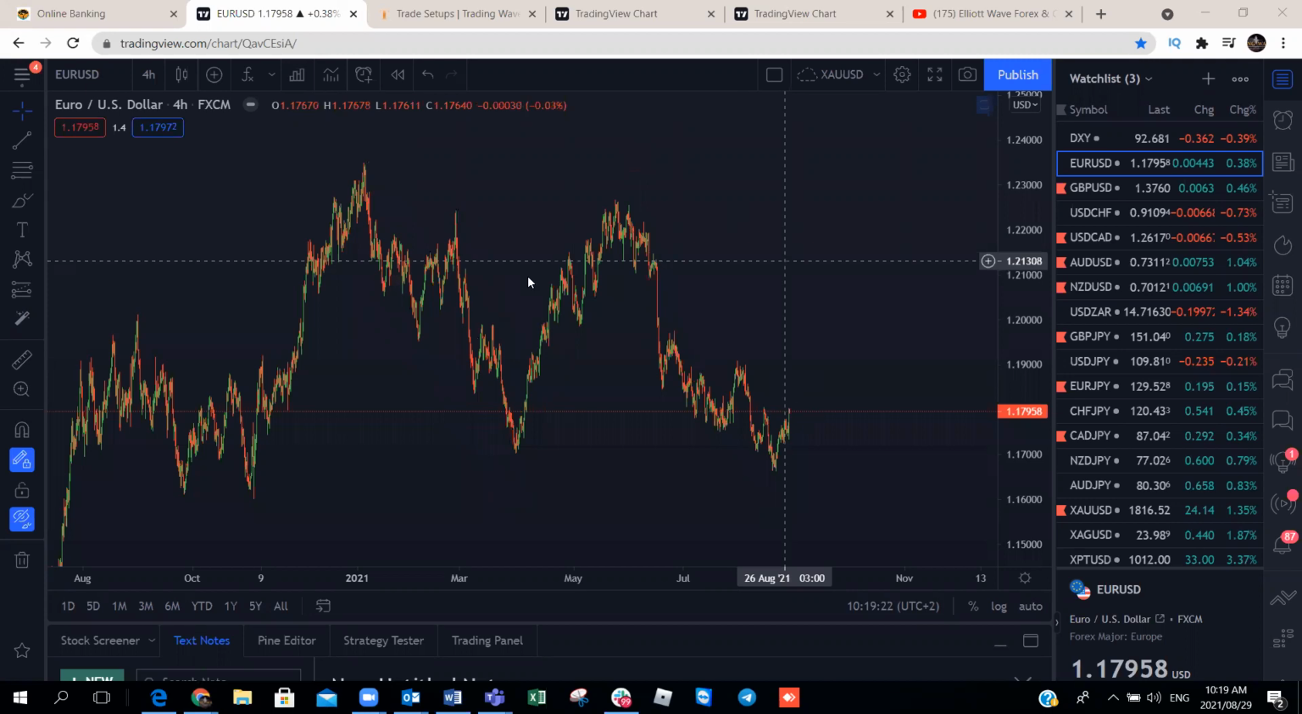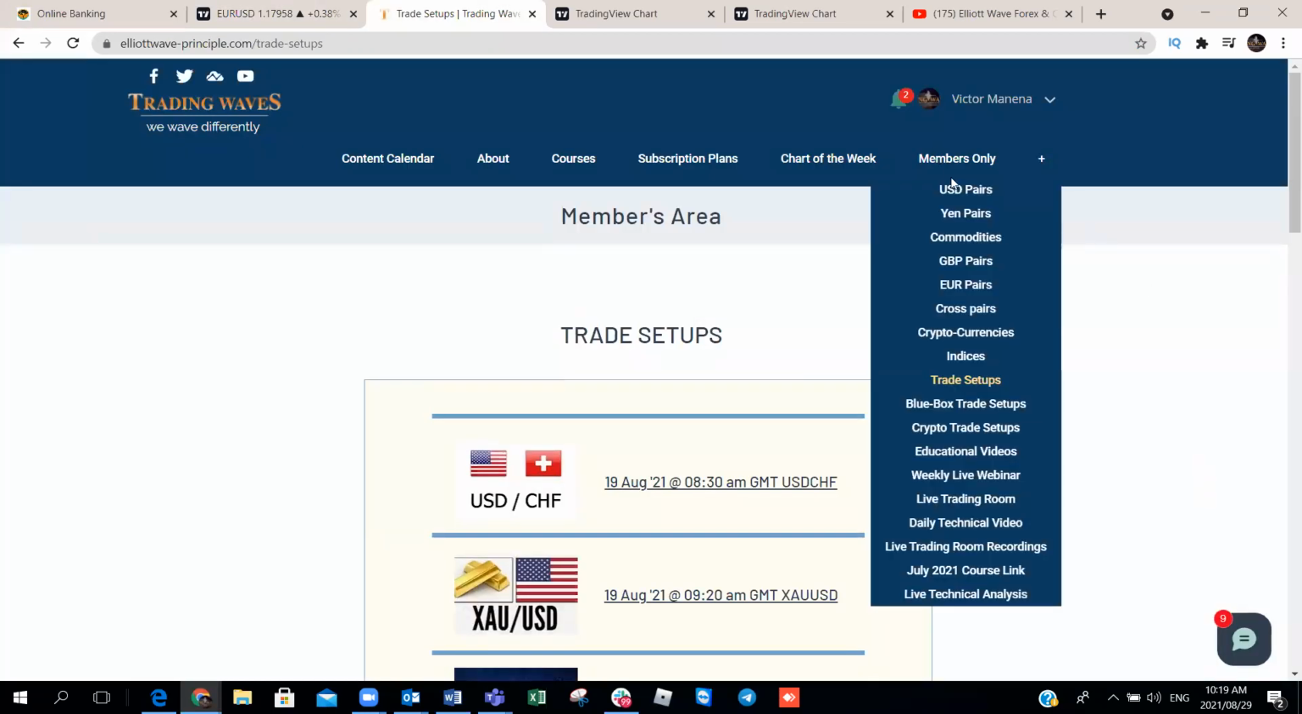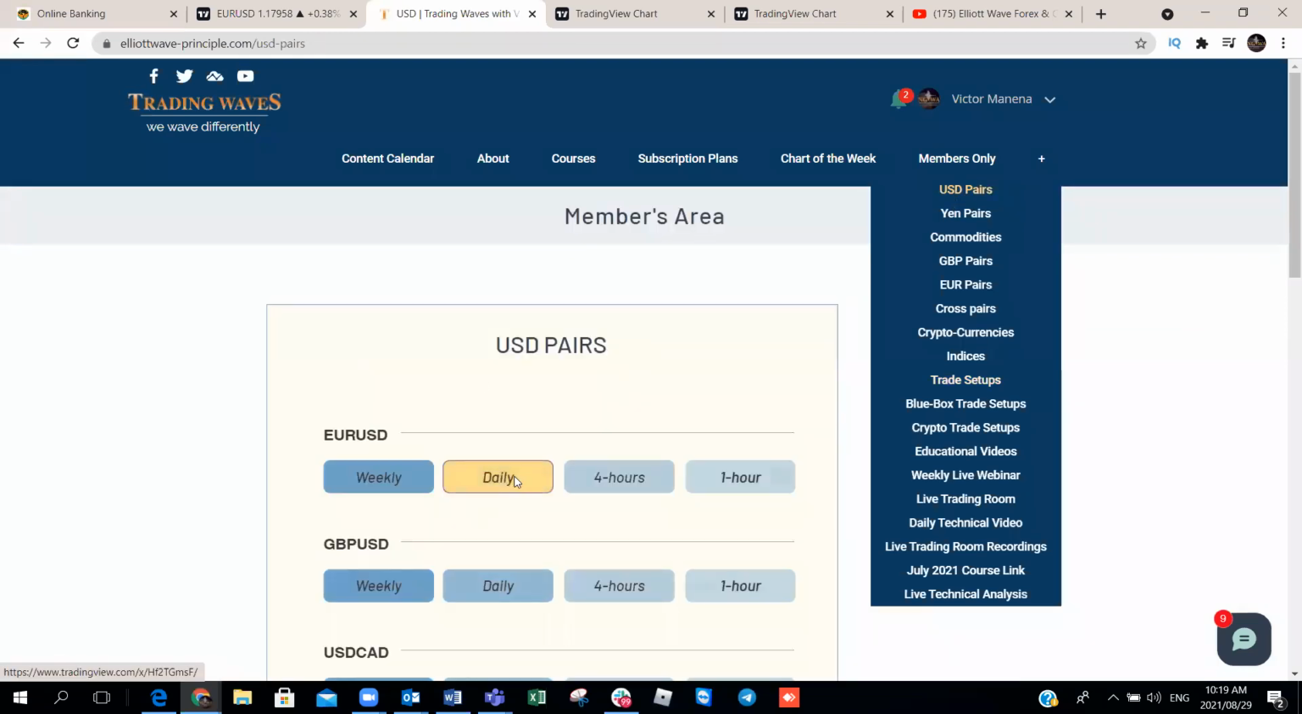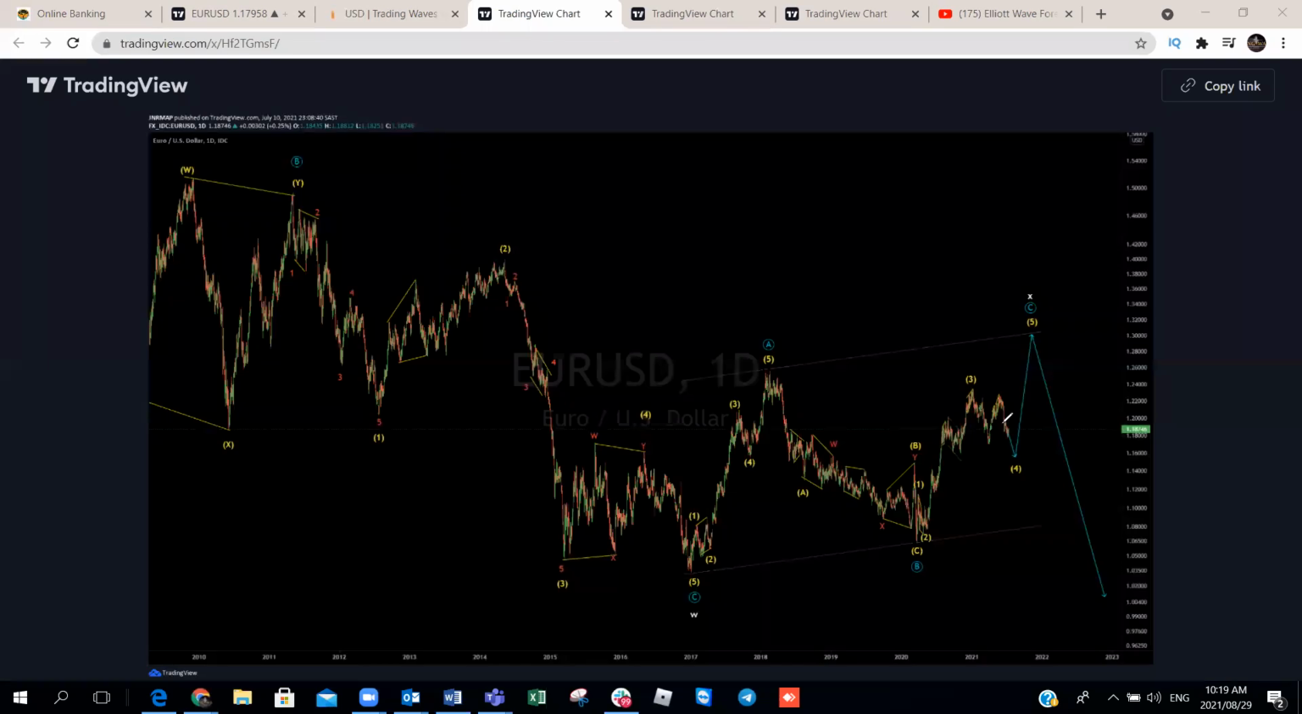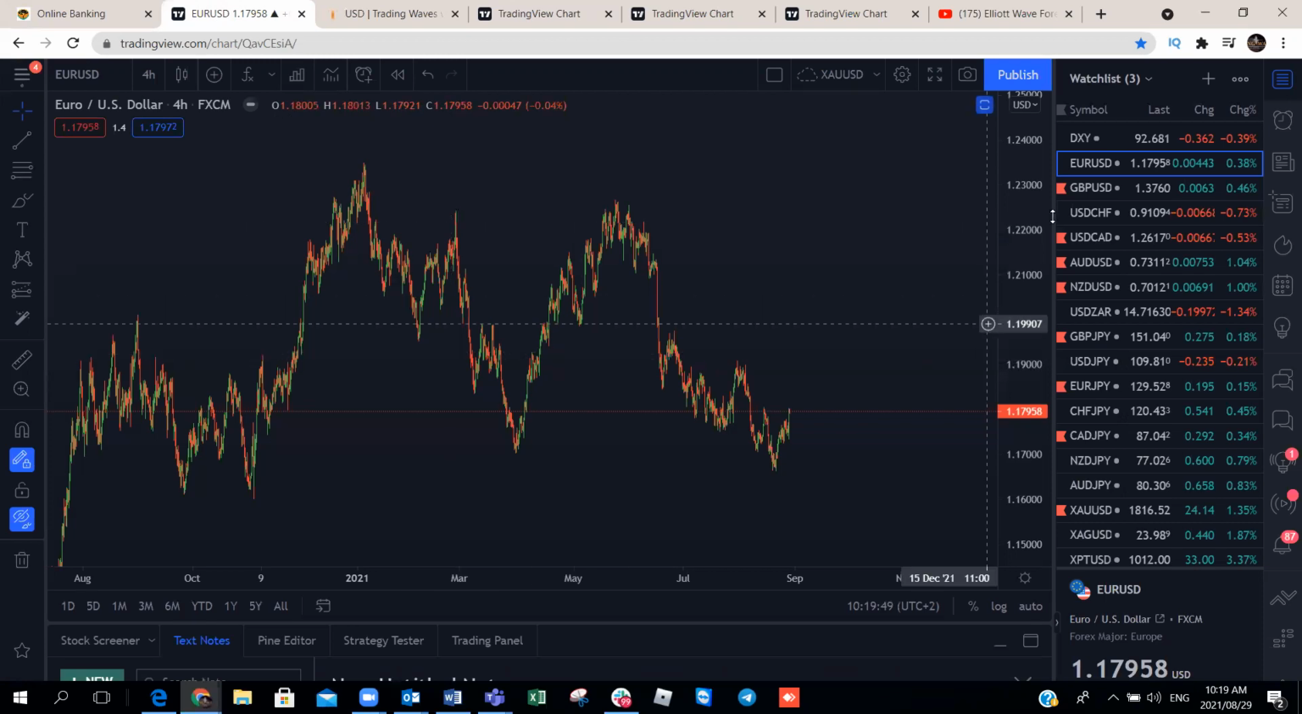So if we go back and look at the higher degree chart on the euro, let's have a look at the daily chart so we can see why we are looking for this. We've been looking for this for a while. This chart is from July 10th, and we are now here on the euro. We have forecasted this wave 4, and we're now looking to start this wave 5. That's where we are now. We'll be looking to take opportunities to the upside as far as the euro is concerned.